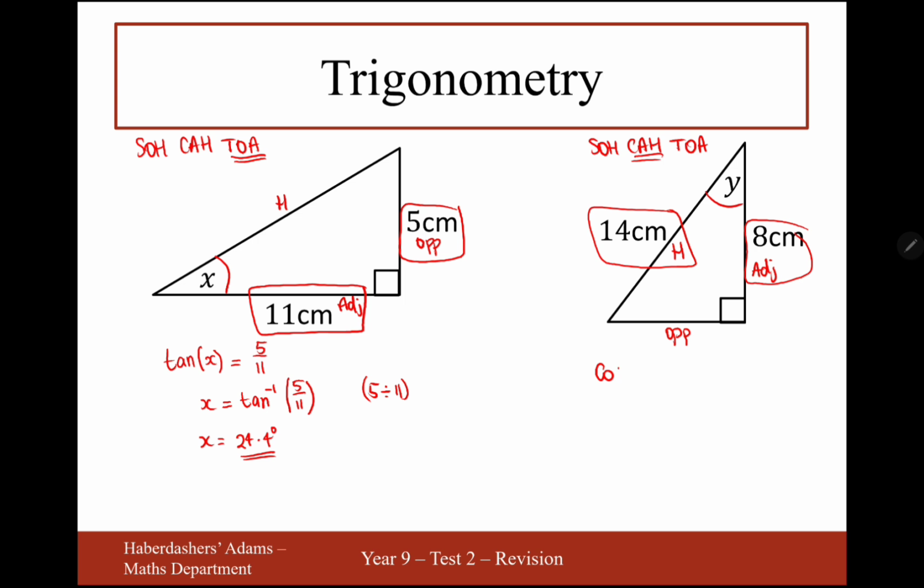So we're going to write cos y equals, and then getting the fraction the right way round, adjacent over hypotenuse, so 8 over 14. Now we're going to do cos minus 1 of 8 over 14. So shift cos, 8 divided by 14 is 55.2 degrees. And there we are, so that's the answer for that question there.